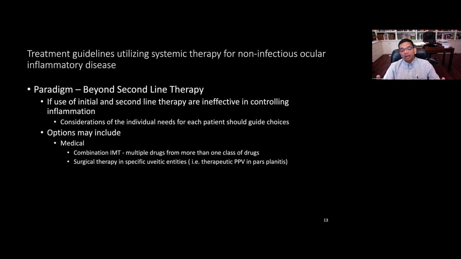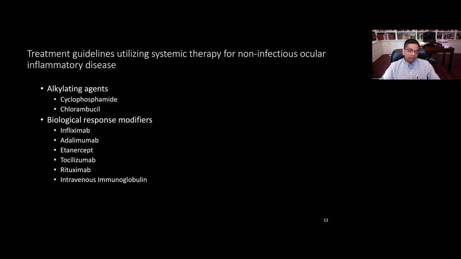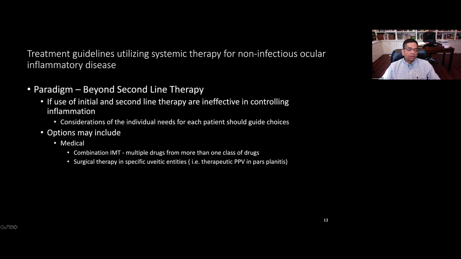And sometimes if that's not appropriate, we may switch to surgical therapy, such as vitrectomy in pars planitis, that may be effective in helping control inflammation. We may also use other things like implantable long-term steroid devices, such as the Retisert implant, which is a fluocinolone acetonide implant.